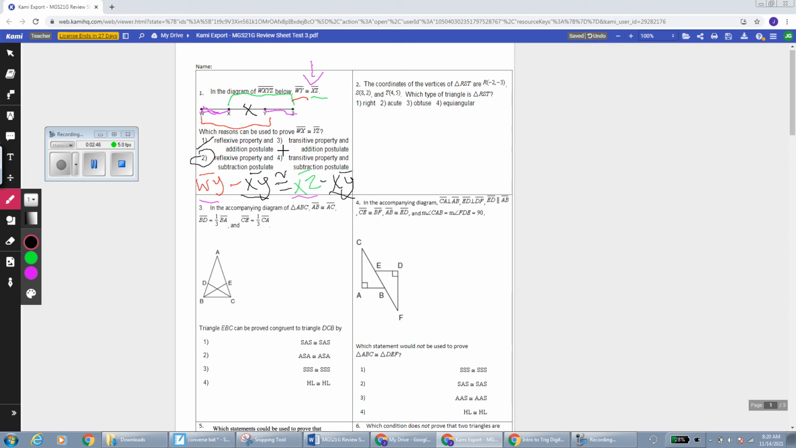Numbers 1 and 3 could have been eliminated right away after reading the question and taking a look at what you needed to prove here, because addition postulate is when you are making information bigger, but here we were making information smaller. So I could cross off the addition postulates right away.